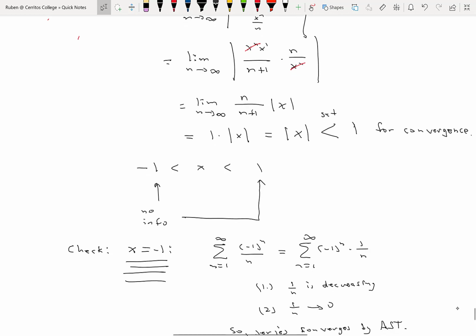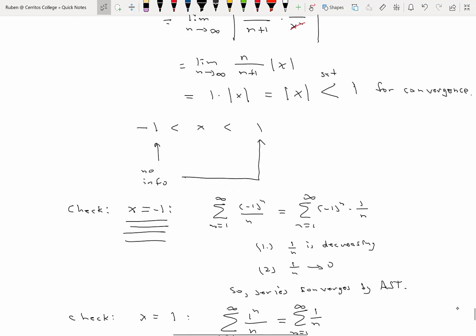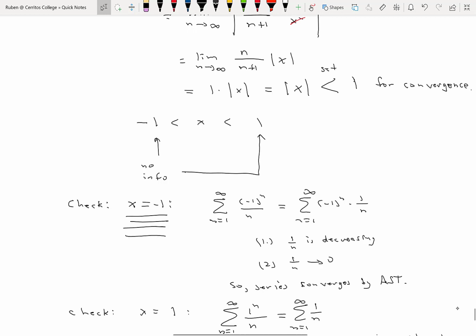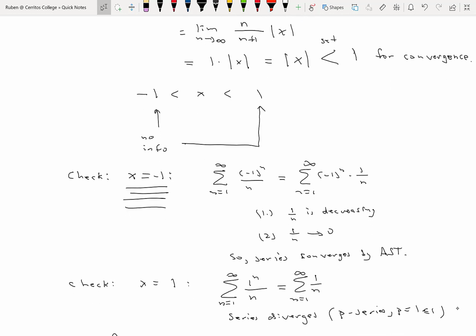So that series converges. At x equals -1, the series converges by the alternating series test. Well, let's try the other endpoint, x equals 1. So we have the sum of 1 to the n over n. 1 to the n is just 1. What does that series do? This should be automatic for you. This is the sum of 1 over n. That is just the harmonic series, or p series, with p equals 1. So that series diverges.